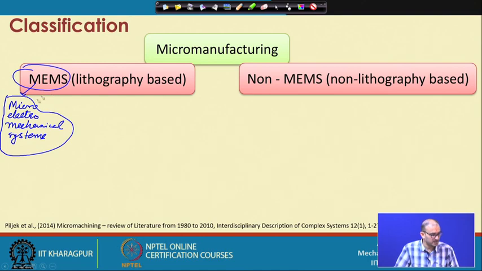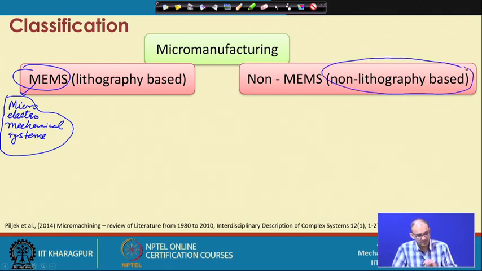But these processes are mostly 2-dimensional or 2.5 dimensional processes. If you have seen different types of sensors, accelerometers or gyroscopes in our mobile phones, those processes are used for fabrication of those small scale components, which are mostly flat surfaces, where the Z dimension is very, very small. And non-MEMS processes, that means non-lithographic processes, cover all the processes which are not used in MEMS.